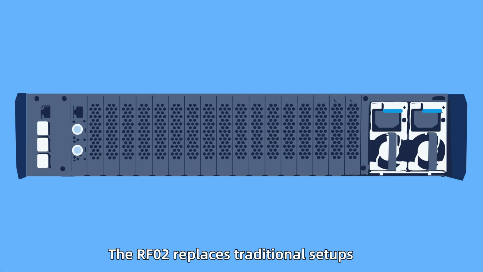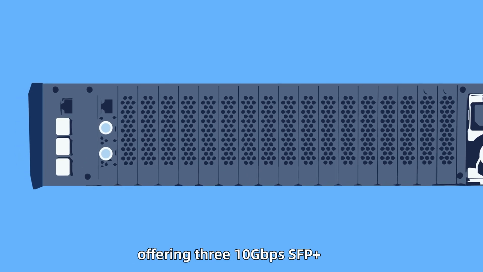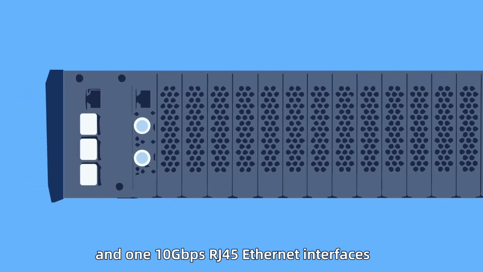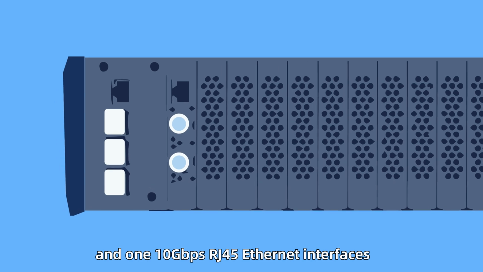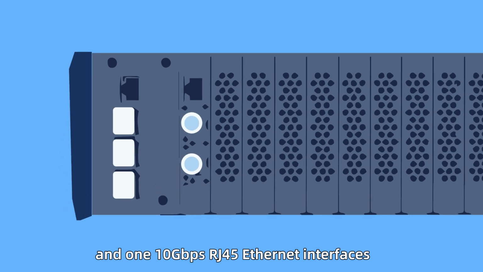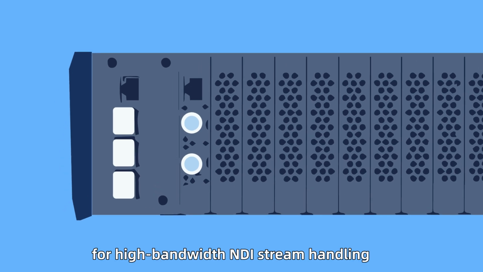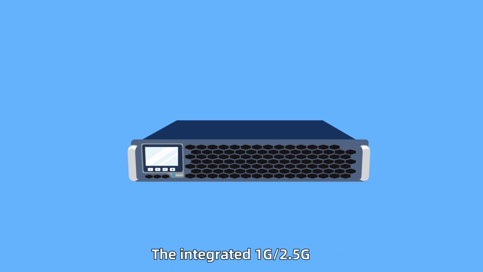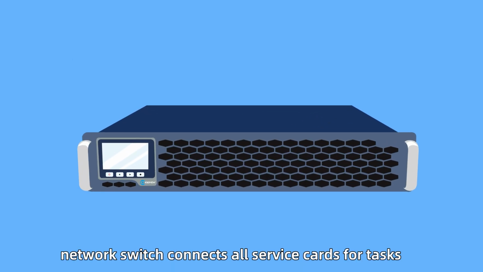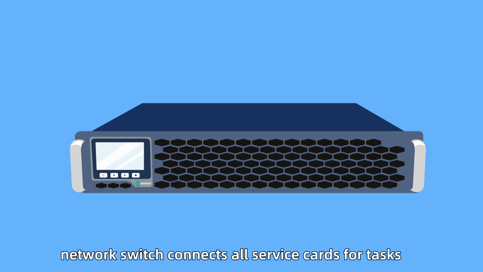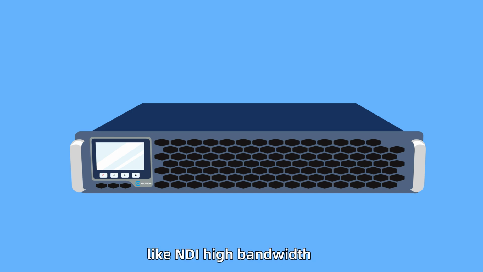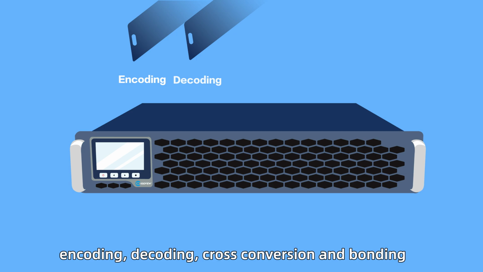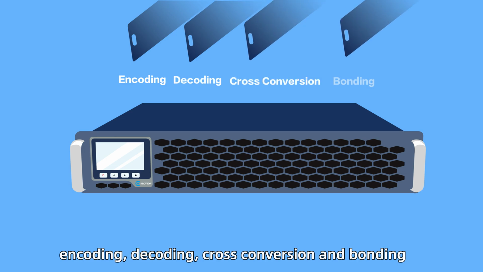The RF02 replaces traditional setups, offering 310 Gbps SFP+ and 110 Gbps RJ45 Ethernet interfaces for high-bandwidth NDI stream handling. The integrated 1G or 2.5G network switch connects all service cards for tasks like NDI high bandwidth encoding, decoding, cross-conversion, and bonding.